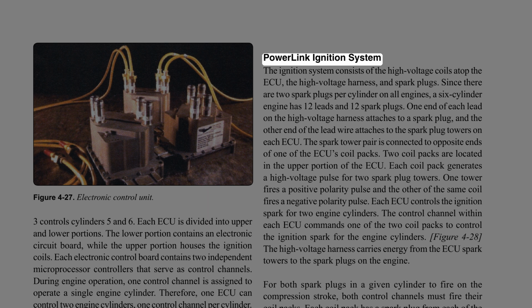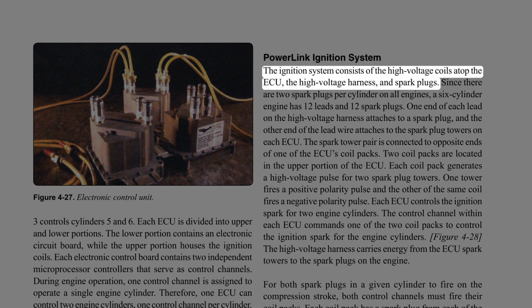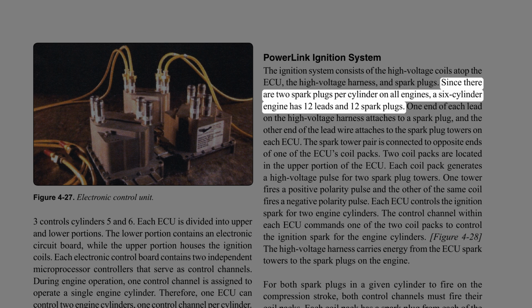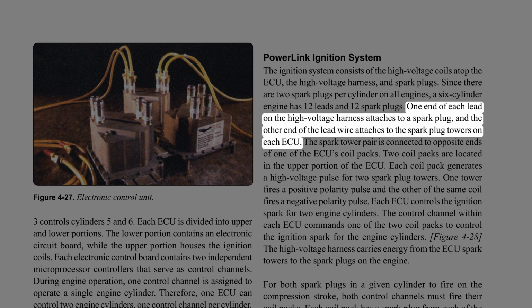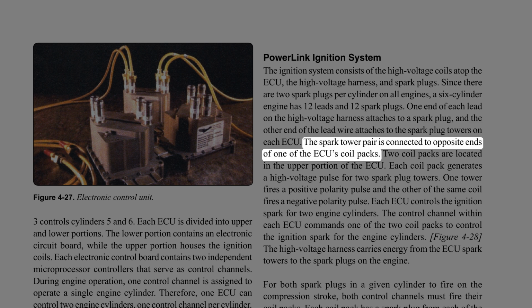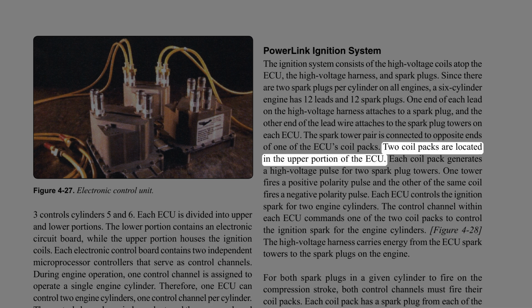PowerLink Ignition System. The ignition system consists of the high-voltage coils atop the ECU, the high-voltage harness, and spark plugs. Since there are 2 spark plugs per cylinder on all engines, a 6-cylinder engine has 12 leads and 12 spark plugs. One end of each lead on the high-voltage harness attaches to a spark plug, and the other end of the lead wire attaches to the spark plug towers on each ECU. The spark tower pair is connected to opposite ends of one of the ECU's coil packs. 2 coil packs are located in the upper portion of the ECU.